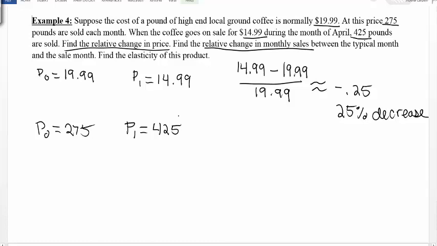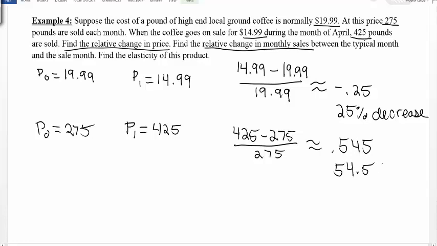So now, to find the relative change in sales, or the relative change in quantity here, we're going to use our formula. We're going to do 425 minus 275, all divided by 275. So again, we're going to crunch that in our calculator. I'm going to round, so I'm going to use the approximation symbol. So I have 0.545, or 54.5% increase.